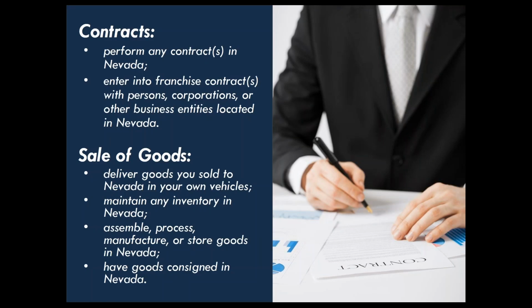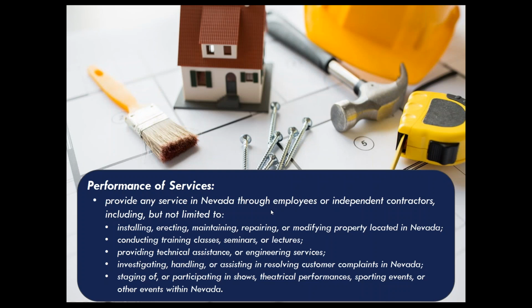Furthermore, performing contracts, entering into franchises, delivering goods in company-owned vehicles, maintaining inventory. Again, some of these are fairly obvious, but good reminders that if you have this type of presence, then you would have nexus for the commerce tax. And then performing services, whether that's through W-2 employees or independent contractors or agents. That can be installation, repairs, conducting training classes, technical assistance, handling or resolving customer complaints. Again, some of these items may fall under a Public Law 6072 scenario. Anything in that scenario would actually be nexus creating for the commerce tax. And then participating in shows, theatrical performances, etc.